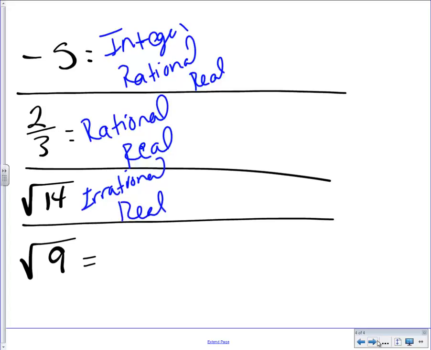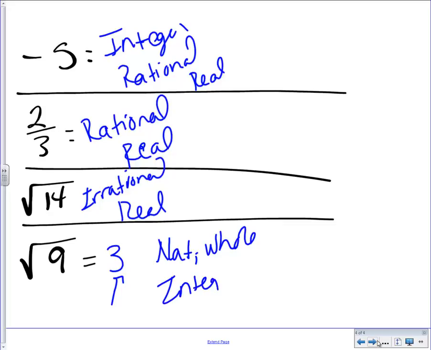Why is it real? Because everything we've talked about for this chapter is going to be real. So the square root of 9 is actually a pretty number. It's 3. And now we're talking about 3. 3 is a natural number, because you could be 3 years old, right? It's a whole number, because it's 0, 1, 2, 3, remember, whole numbers. An integer, because it's a positive or negative whole number, or 0, so it's an integer. It's rational, and it's also real.